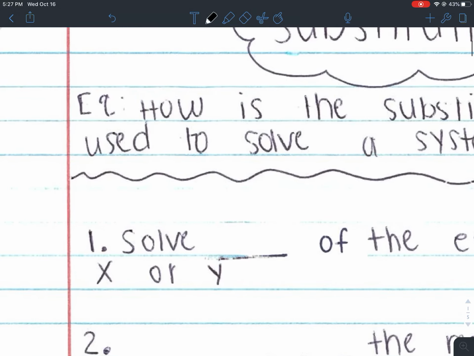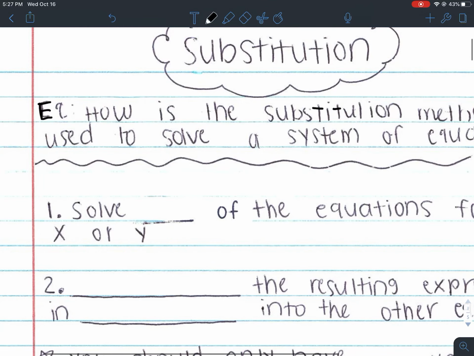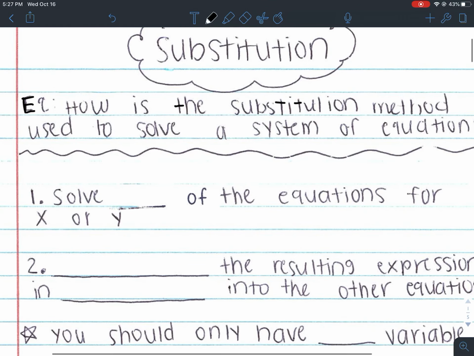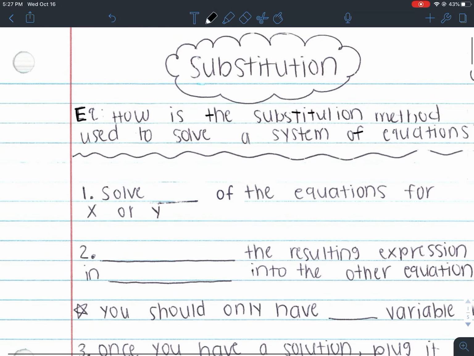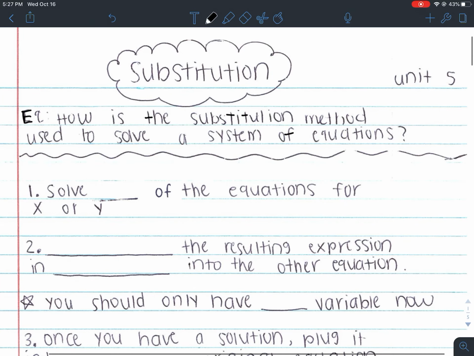Just a warning that these notes kind of copied weird, so this should be essential question, so EQ. Some letters are kind of cut off and it looks kind of silly, but you get the idea. I'm sure you could make out what it's trying to say. Anyways, we're going to learn how to use substitution.